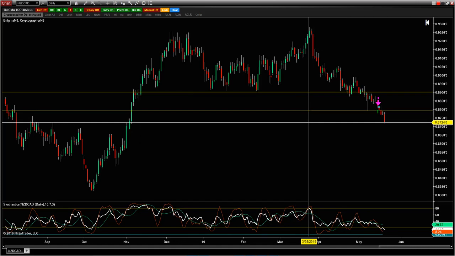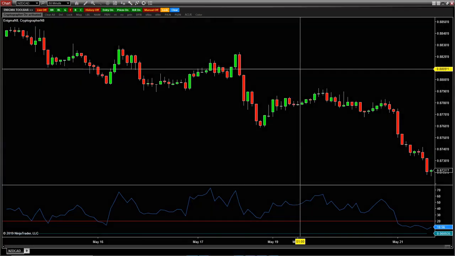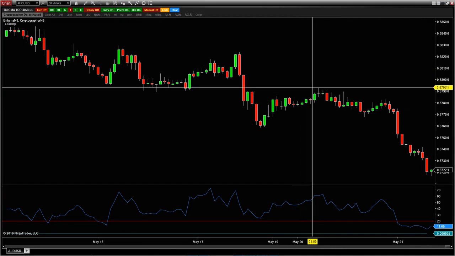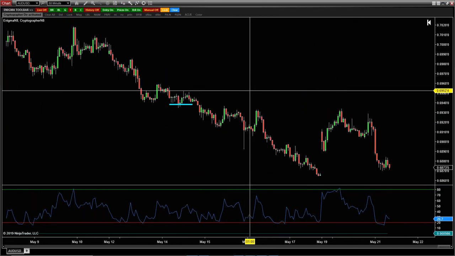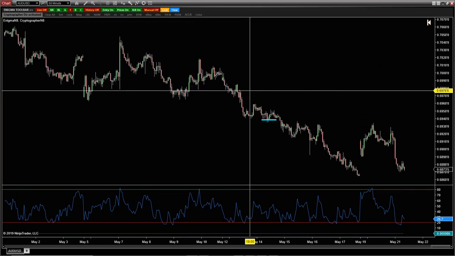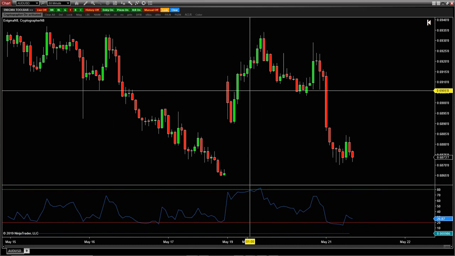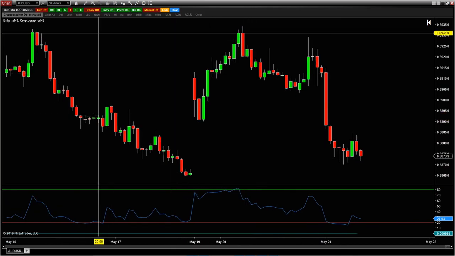George says Aussie dollar 60-minute cipher still valid. Okay, I must have missed that one. I did not see that. Let's really quick go to Aussie dollar. I did not see that this morning. Let's check it out. All right, let me see if I can measure it out for you. Let me know if this is right, George.